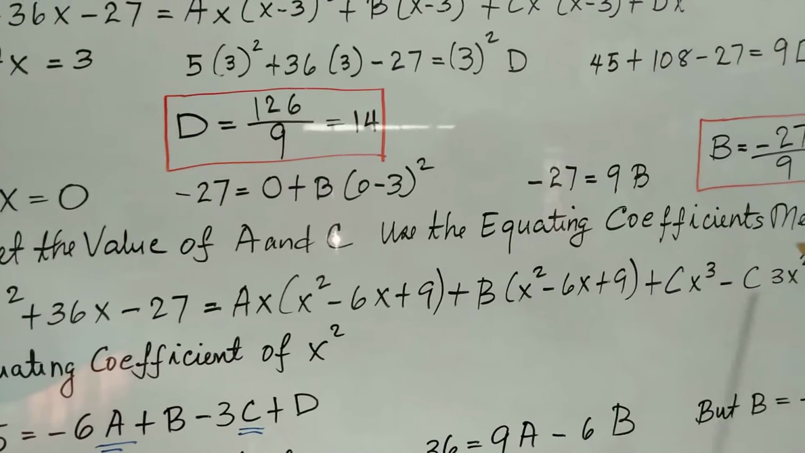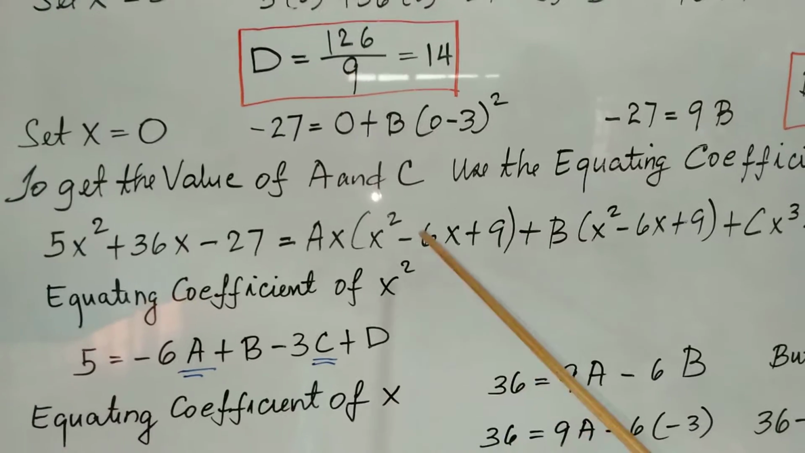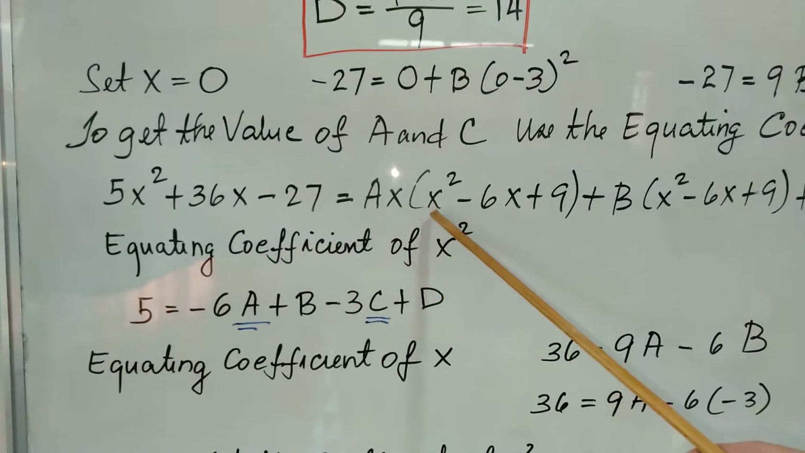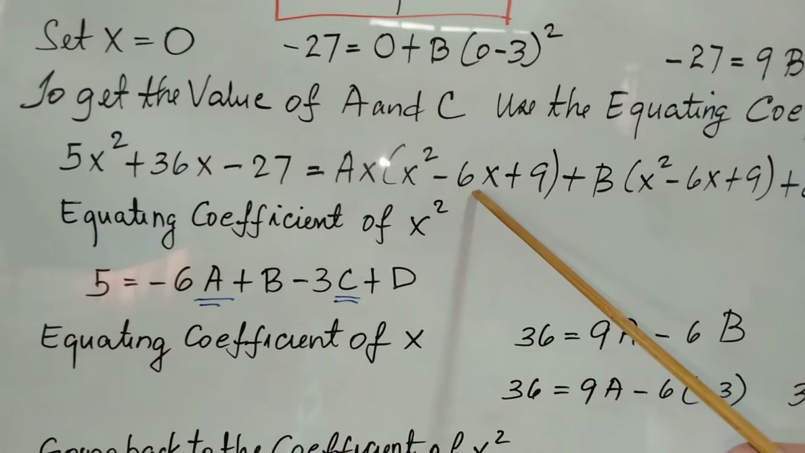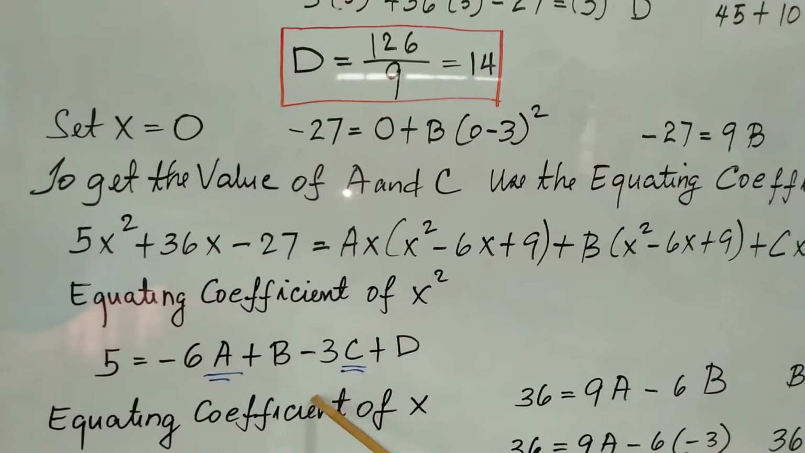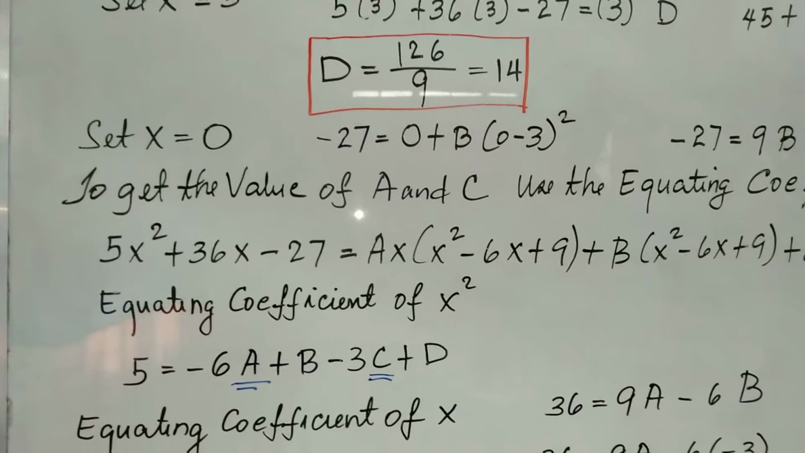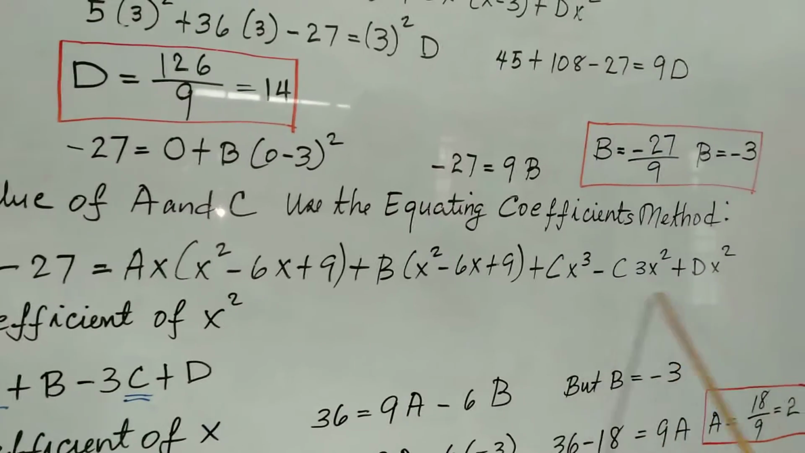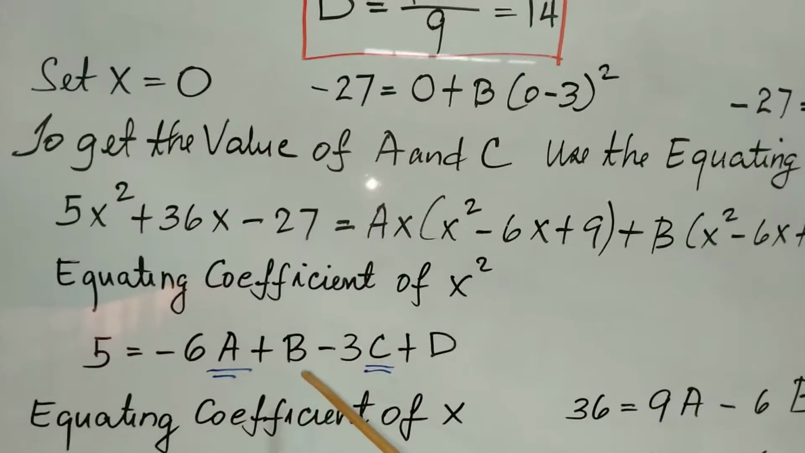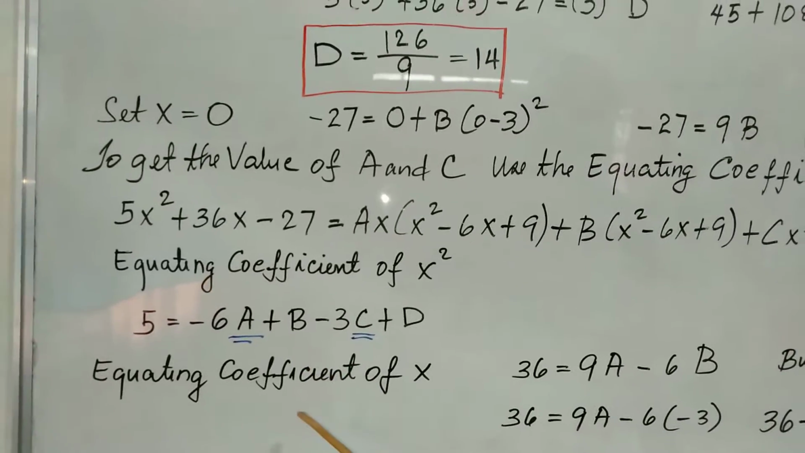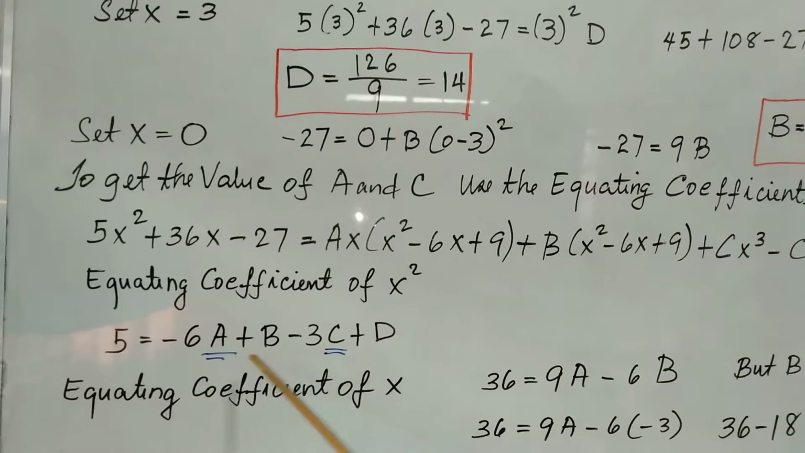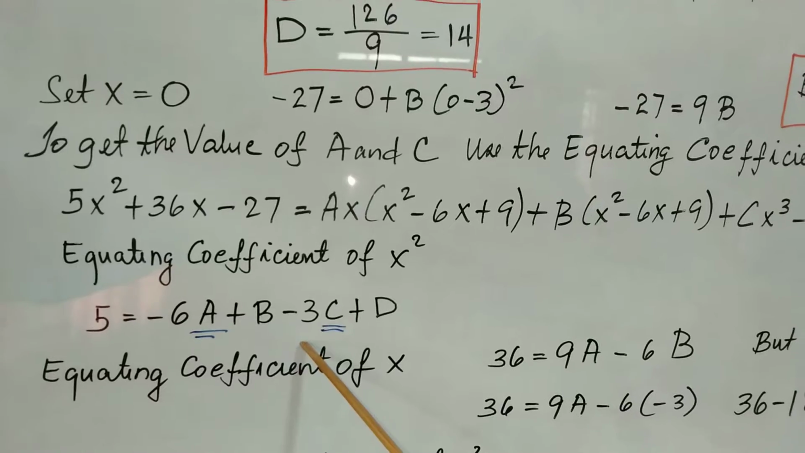We equate the coefficients of x squared. The coefficient on the left is 5, and on the right, the coefficient from Ax times negative 6x is negative 6A, then B, negative 3C, and D. But if we examine this coefficient of x squared, we can see that we still have two unknown values, A and C. So it will be hard again for us to get these two values.